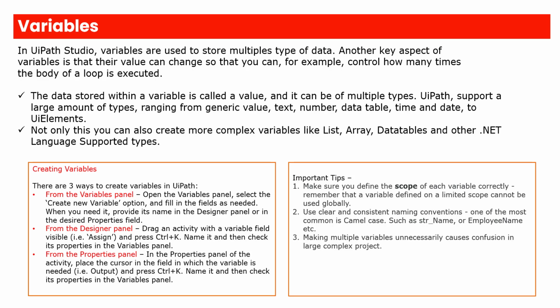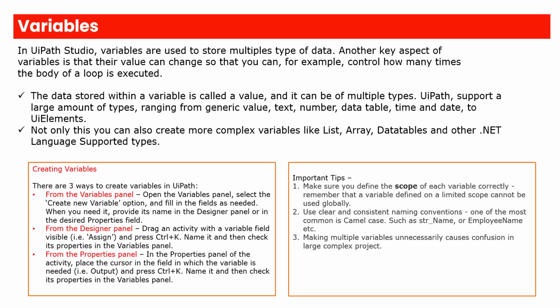If somebody asks you what a variable is, you can give any definition from any of the programming languages, because UiPath also uses a .NET based programming language. Variables are used to store data of a single type or multiple types. They can change values, depending on which activities are manipulating the values in them. UiPath supports a large amount of data types, in fact all the data types supported by .NET. So you should be able to store generic values.